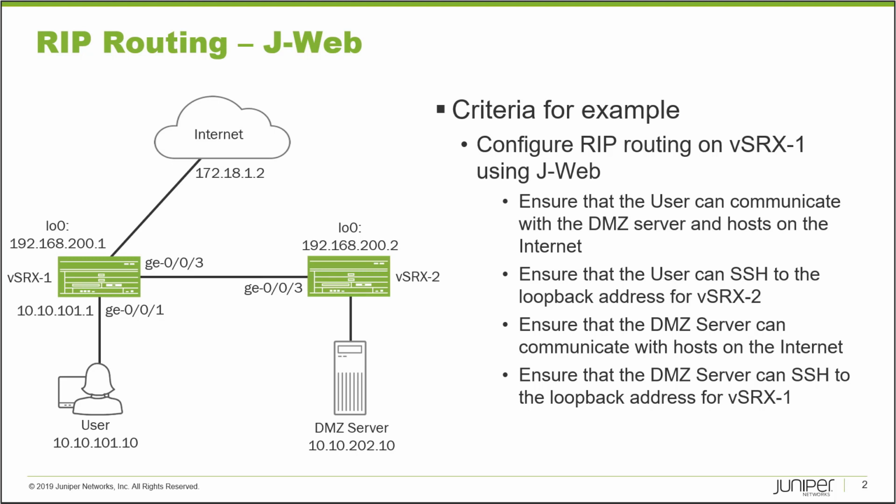Okay, so we have some criteria that's listed on the slide. We want to ensure that the user can communicate with the DMZ server and hosts on the internet. Then we need to ensure that the user can SSH to the loopback address for vSRX2. And we also want to ensure that the DMZ server can communicate with hosts on the internet, as well as open SSH sessions to the loopback address for vSRX1. So with that, let's get started and jump to the JWeb interface for vSRX1.